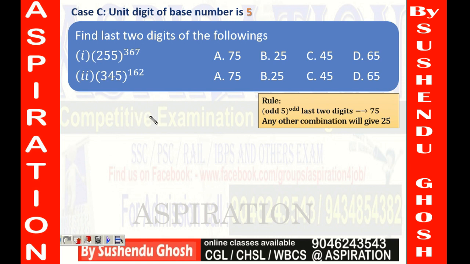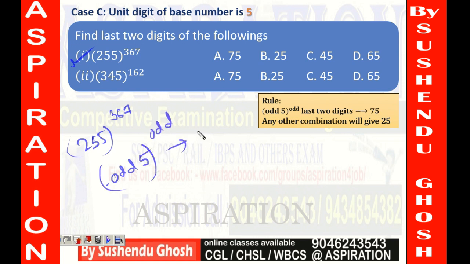Now we are moving on to the questions. So 255 to the power 367 means the tens digit is odd, the unit digit is 5 and the power is also odd. So it will always give you 75 as the last two digits. So option A will be correct.